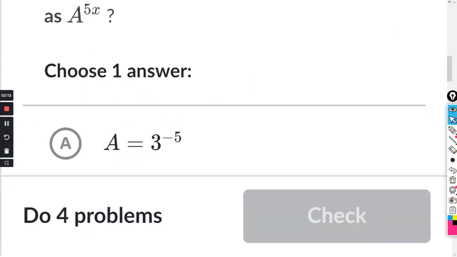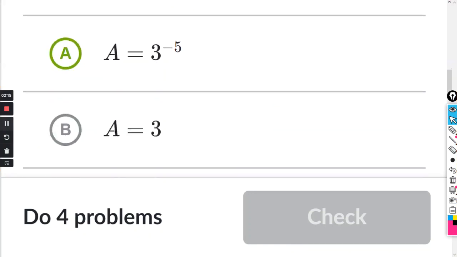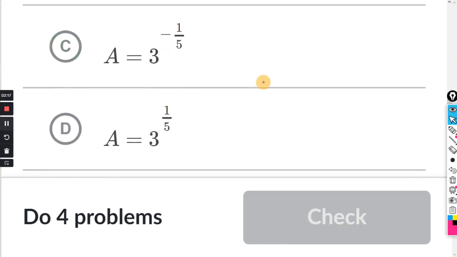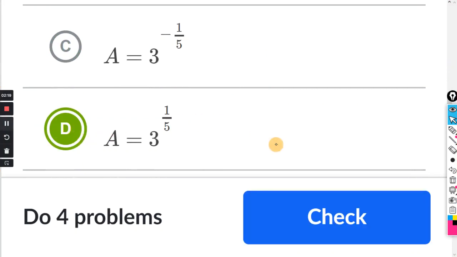I didn't realize this was multiple choice. Let's see, 3 to the 1/5. Bingo, answer D.